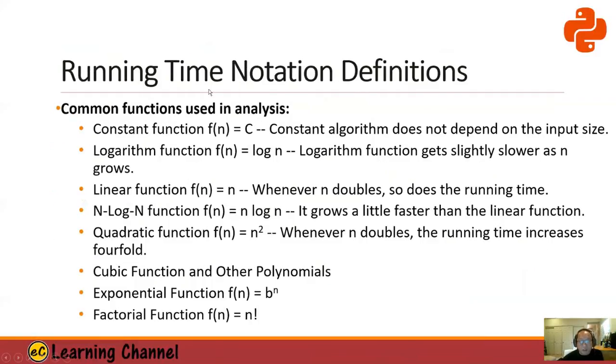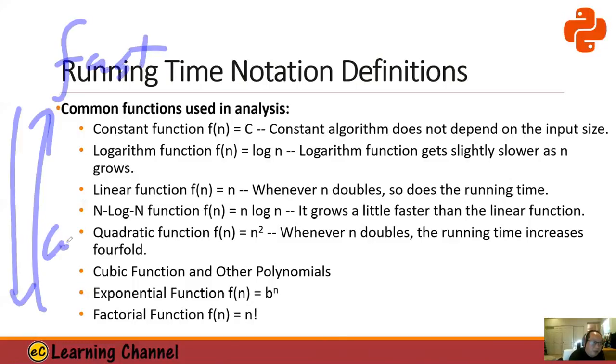And the next one is running time notation definition. So here you have a constant function. Basically, going up is faster. Going down is more complicated.